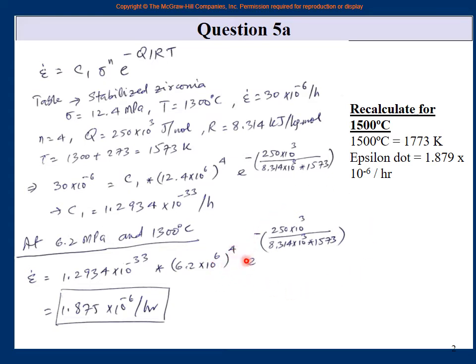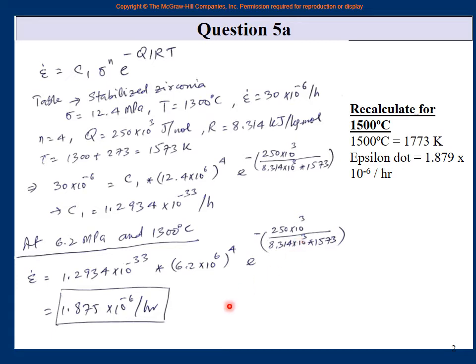N is 4, e raised to minus Q upon RT. Q is the same, 25 into 10 raised to 3. 25 kilojoule. Remember, 25 kilojoule. So 25 into 10 raised to 3. R is still 8.314, but it is kilojoule, so 8.314 into 10 raised to 3.